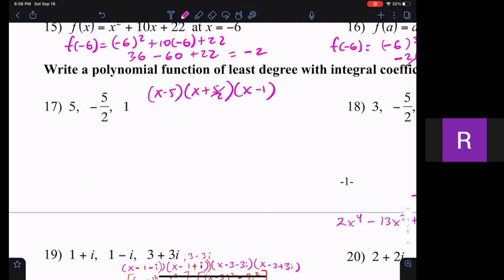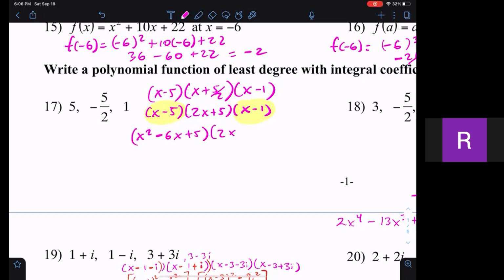Now, you need to fix this one, the one in the middle. So this is going to be 2x plus 5 and x minus 1. For simplicity, I'm going to work it out with these two first, because that's easy. So this is going to be x squared minus x minus 5x, which is x squared minus 6x plus 5, okay?